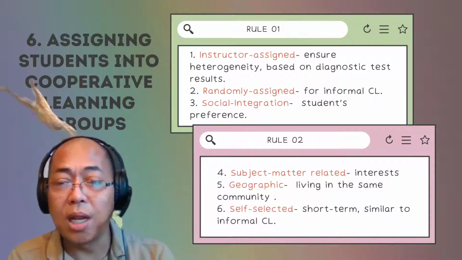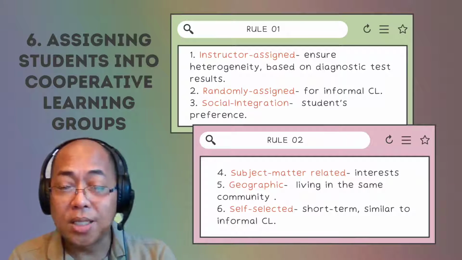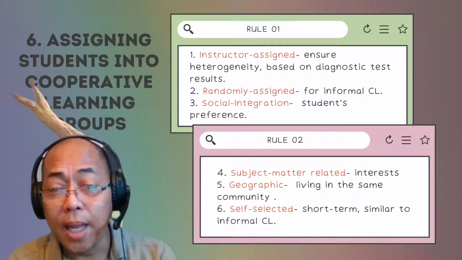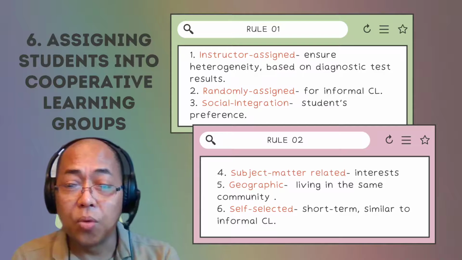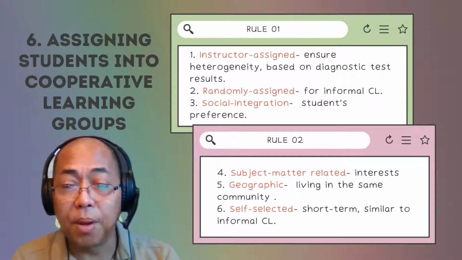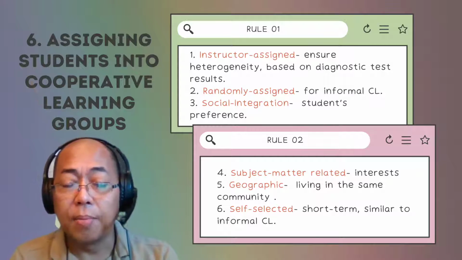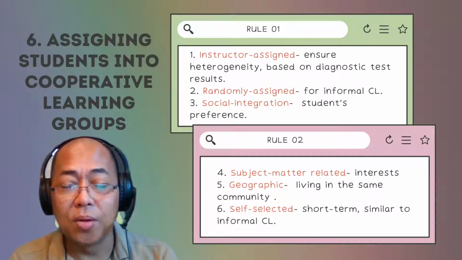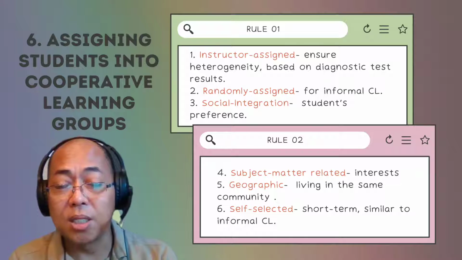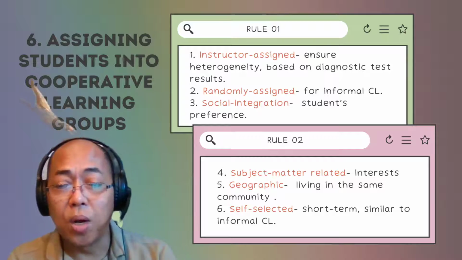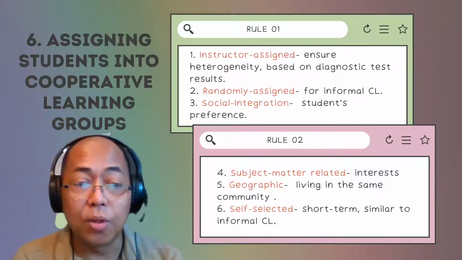And the third one is social integration group, where you ask the students to name the people that they would like to work with, they prefer to work with, and people that they do not like to work with. This will serve as basis for the teacher to assign members of different groups.